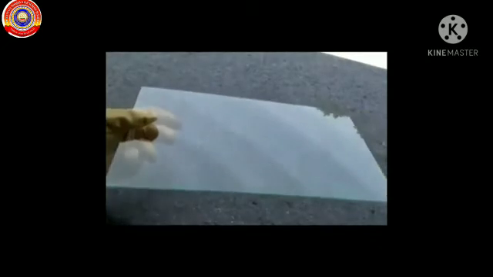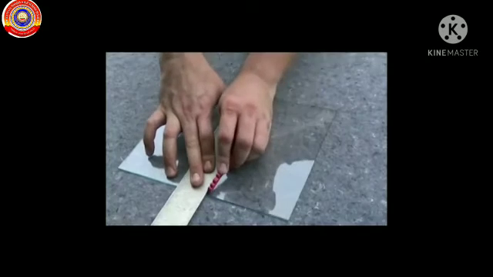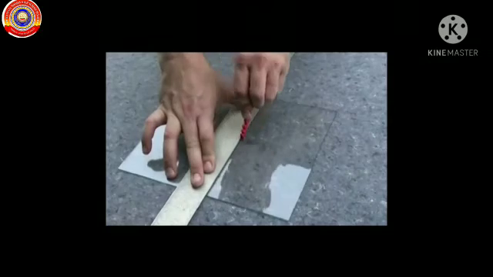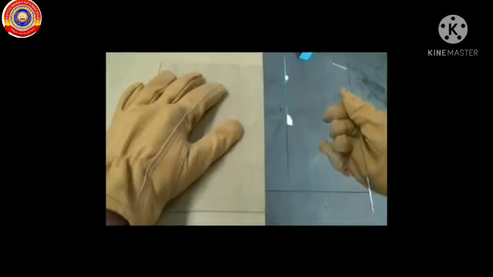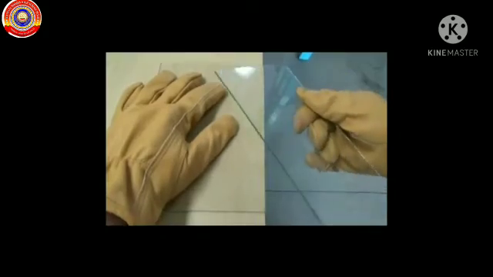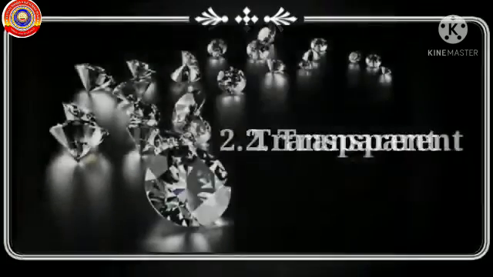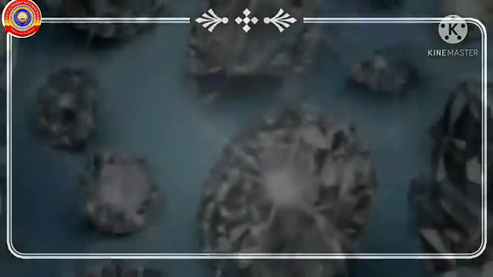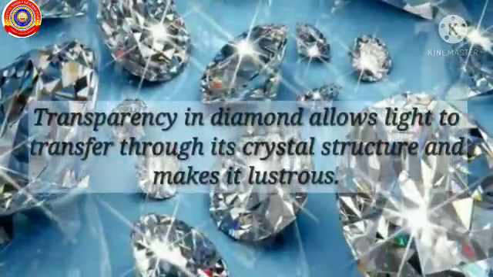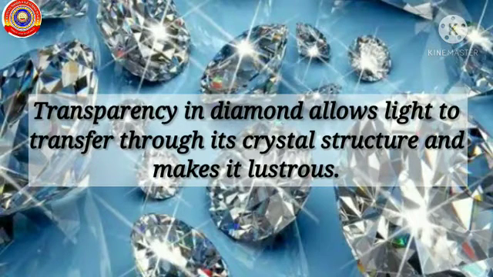Because of its hardness, the diamond is used for cutting glass. See how glass is cut by using a diamond? Is this clear for you? Let's move to the next characteristic. Transparent nature. The transparency in diamond allows light to transfer through its crystal structure and makes it more lustrous.